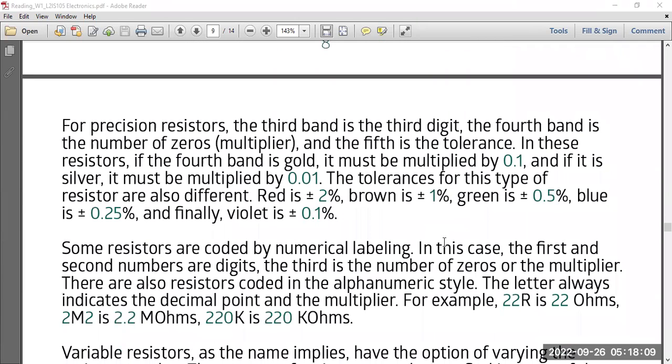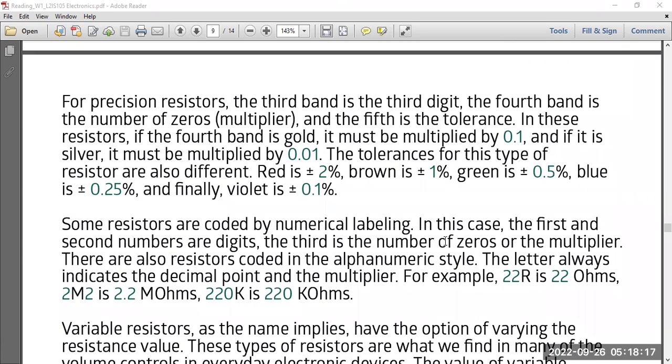So, coming back, there is another example for precision resistors. The third band is the third digit. The fourth band is the number of zeros or multiplier, and the fifth one is the tolerance. So these are another type of resistors, which are precision resistors.